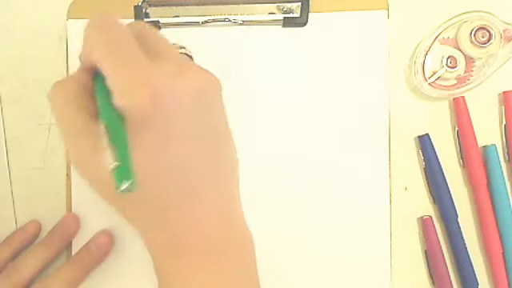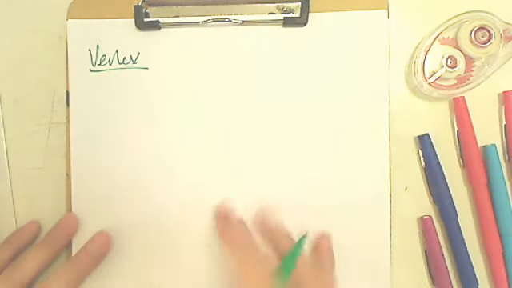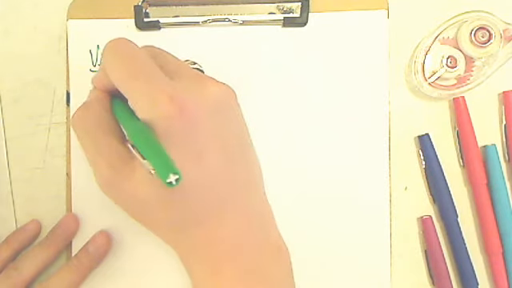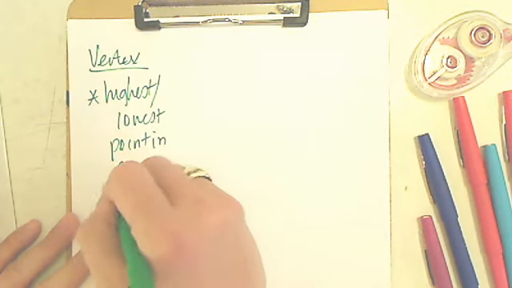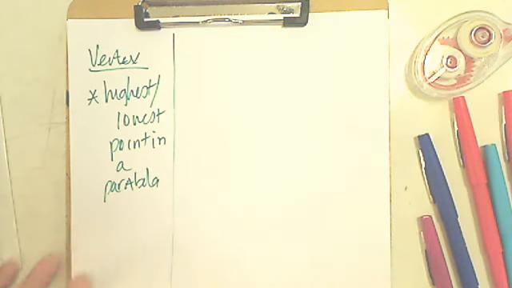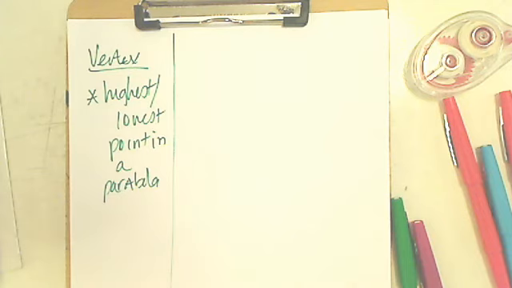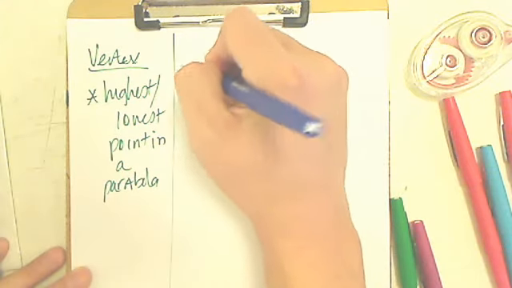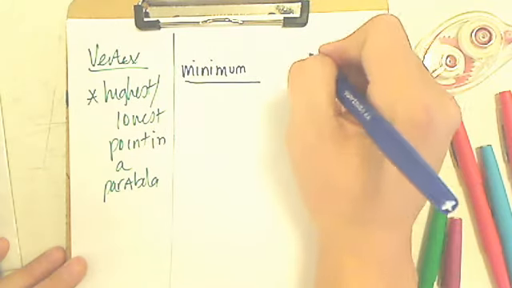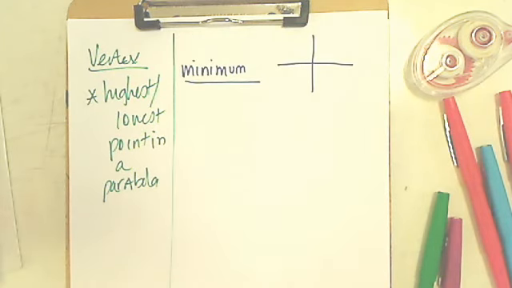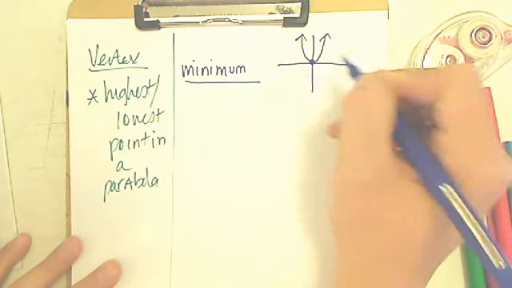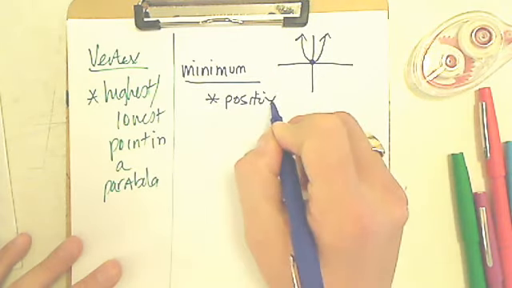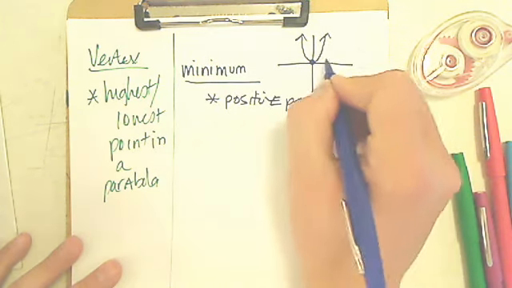Vertex. I'm not done yet. Vertex. It's the highest or the lowest point in a parabola. The highest or the lowest point. You gotta hurry. So if I have a minimum, Latin students, you should know this. Minimum point. Think about what kind of U will have a minimum point. What kind of U will have a lowest point? A positive, right? It's only for positive parabolas only. It's going to have a minimum point.